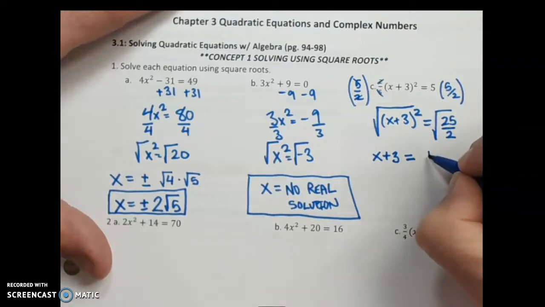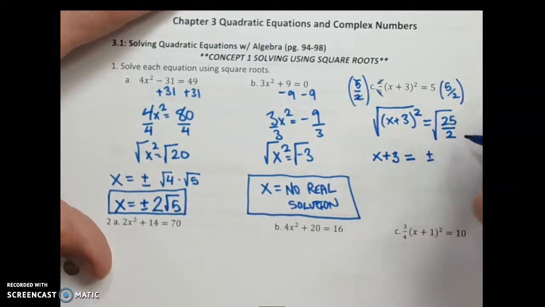On this side, I am left with positive and negative. Well, this is really the same thing as the square root of 25, I'm sorry, over the square root of 2. And the square root of 25 is 5 over the square root of 2.